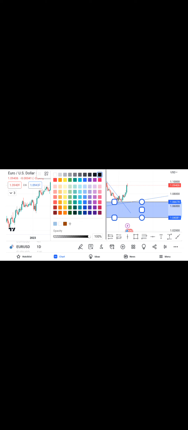Now I'm going to color code this because I'm still going to go lower to do more. So I'm going to use red, color code this into red.